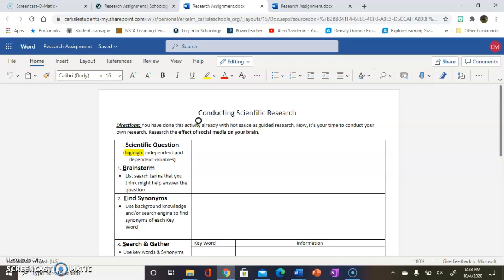So what I want you to do is, just like in class last week, come up with your scientific question, remember all the things we learned about, and make sure you highlight your independent and your dependent variables in your scientific question so that I know that they're there and so you know that they're there.